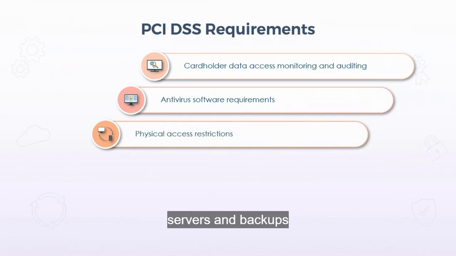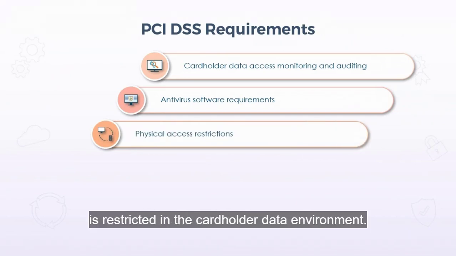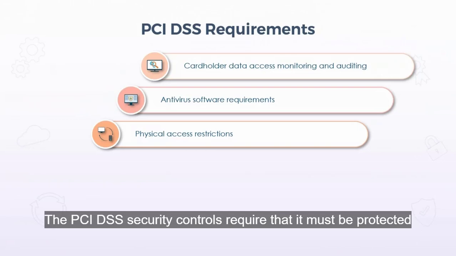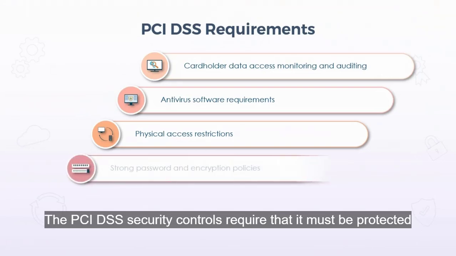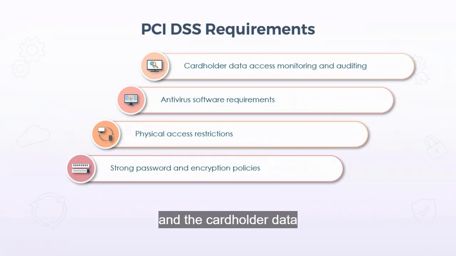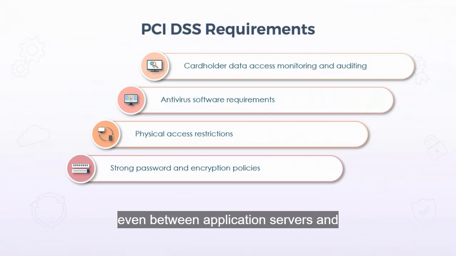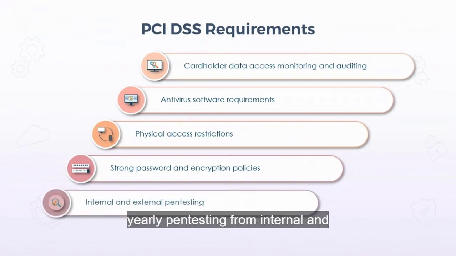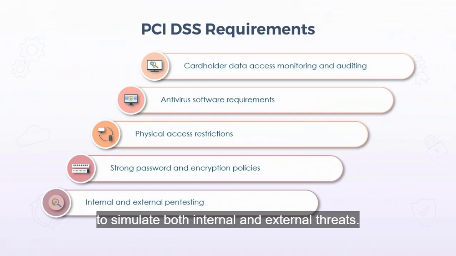Access to physical hardware, servers, and backups is restricted, and the cardholder data environment, the CDE, must be isolated from the network. The PCI DSS security controls require that it must be protected by strong passwords, default passwords on any devices must be removed, and the cardholder data must be encrypted when transmitted, even between application servers and database servers. When it's in transit, it must be encrypted. This requires regular, at minimum yearly pen testing from internal and external sources to the network to simulate both internal and external threats.